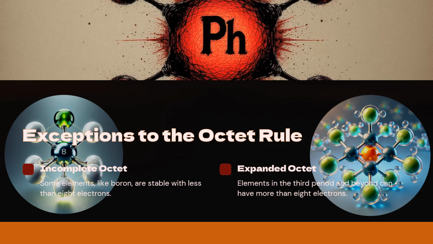The octet rule says atoms like to have 8 electrons in their outer shell, but there are some fascinating exceptions. Incomplete octet. Boron is stable with fewer than 8 electrons, like in BF3. Expanded octet. Elements in the third period and beyond, like sulfur in SF6, can accommodate more than 8 electrons.